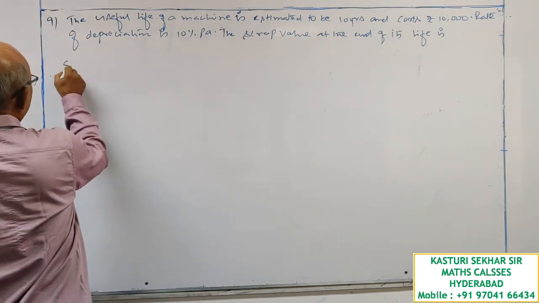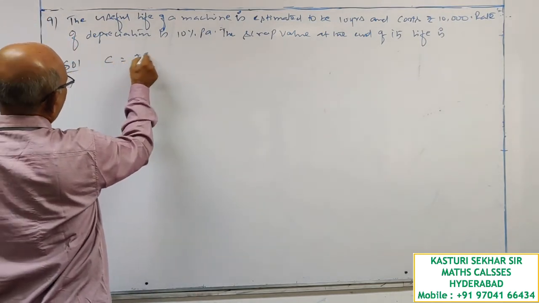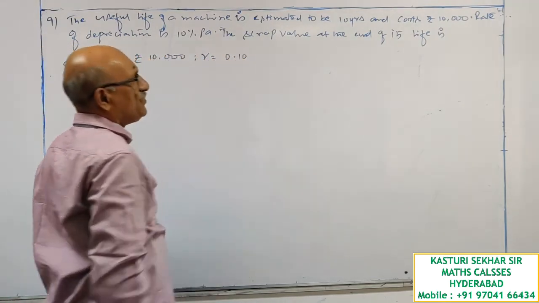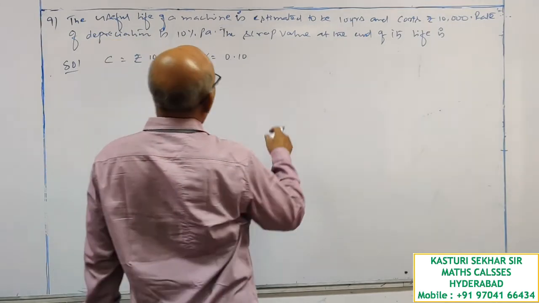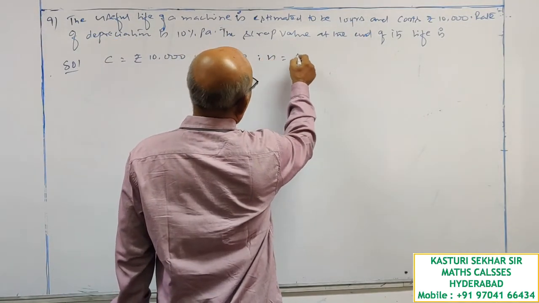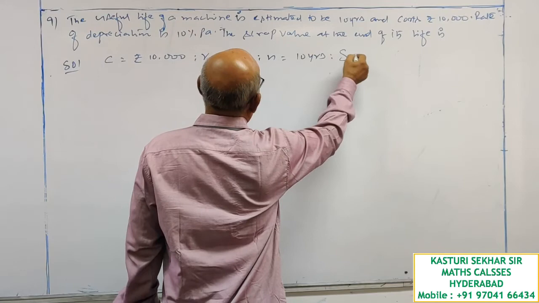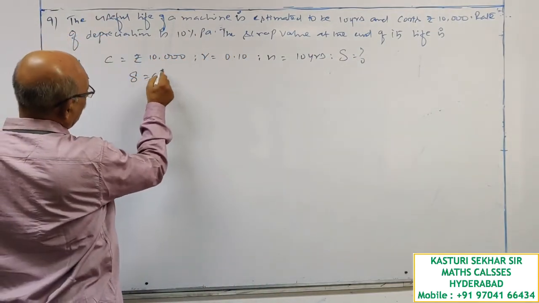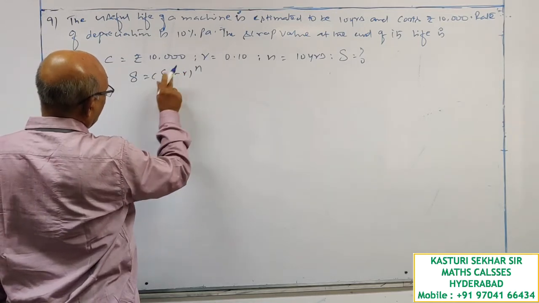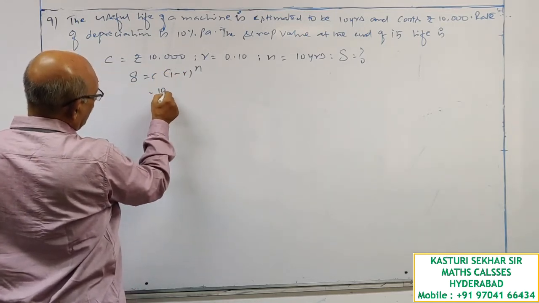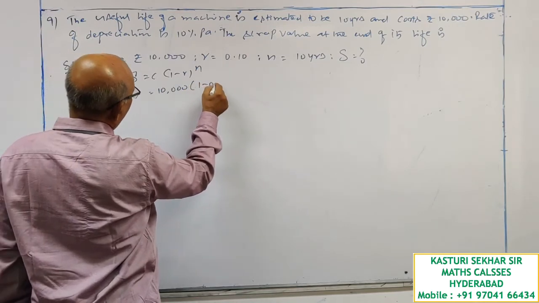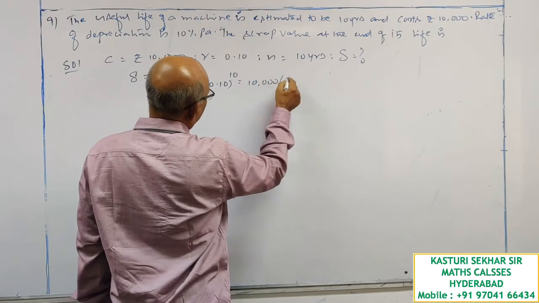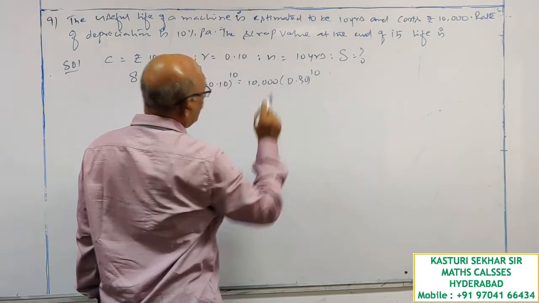Now look at this, sir. Cost is given as rupees 10,000. Rate of depreciation is 10%. Estimated life of the asset is given as 10 years. S is equal to question mark. So S is equal to C into 1 minus R whole power n. 10,000 into 1 minus 0.10 whole power 10, that is 0.90 whole power 10.